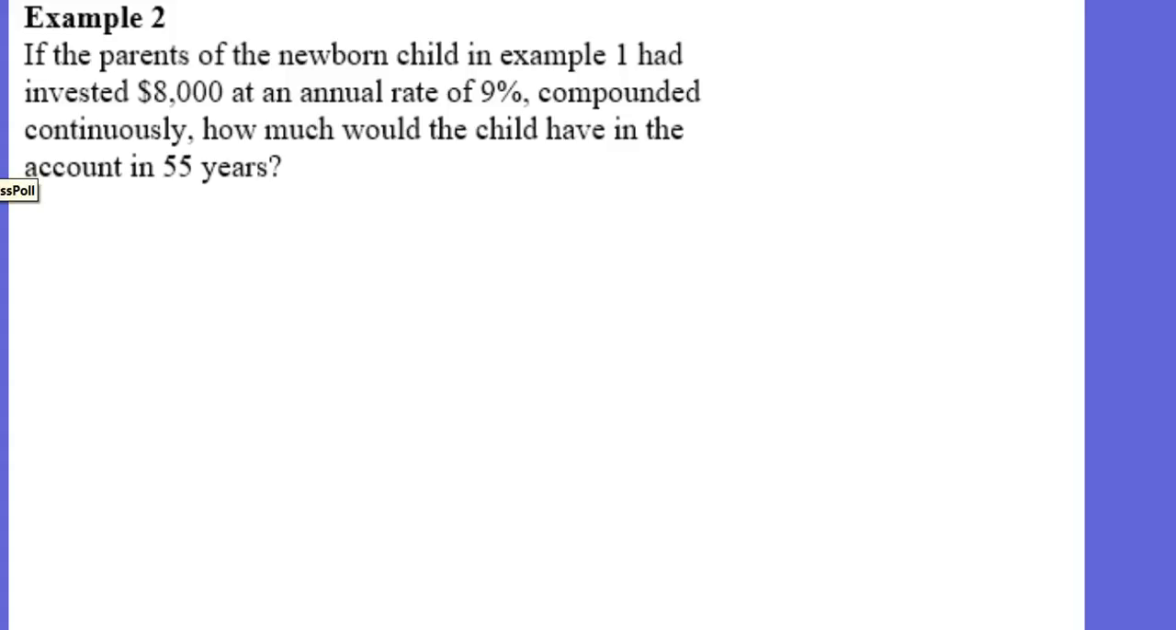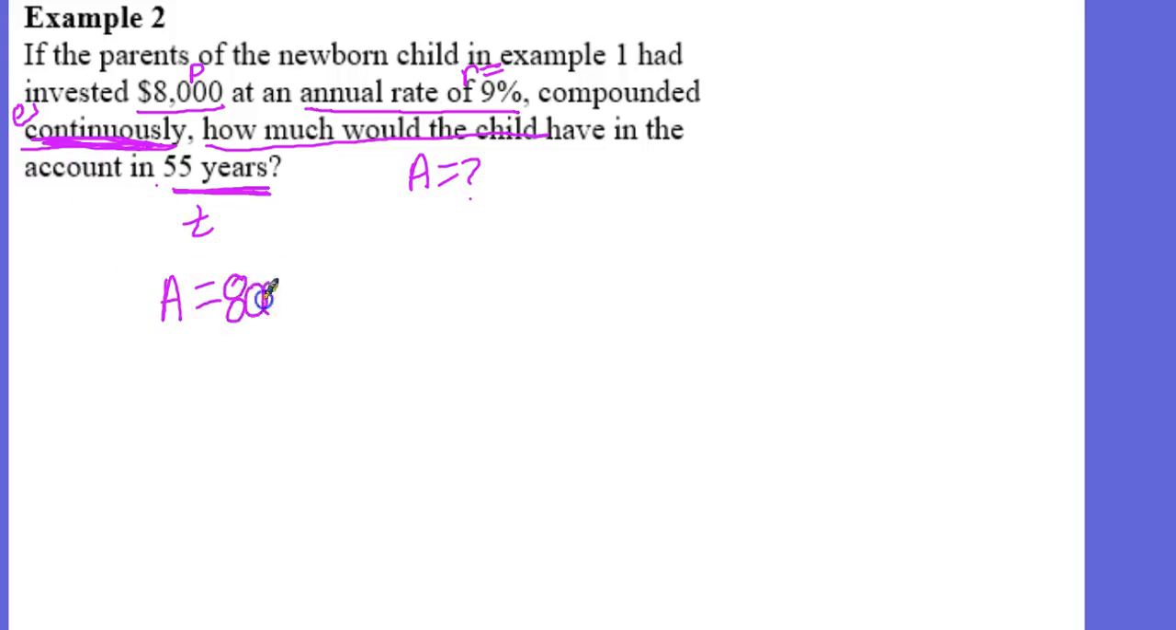If the parents, let's start annotating or marking the text. If the parent of the newborn child in example 1 had invested $8,000, that's our principal, at an annual rate of 9%, that's your R, compounded continuously, so we have to use e. How much, that's what we're looking for, A, will the child have in the account in 55 years? There's your T. So instead of the annual compound interest, we're going to use continuous interest. So A is equal to our principal, 8,000 times e raised to the rate, 0.09 times 55. We're going to choose that formula this time.